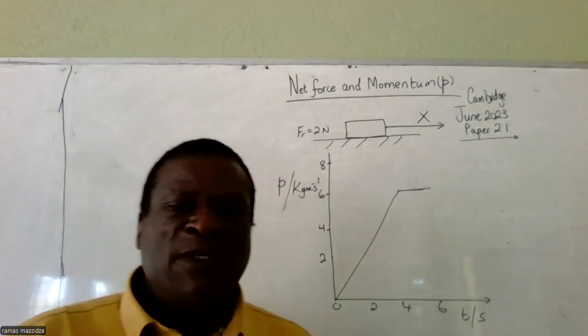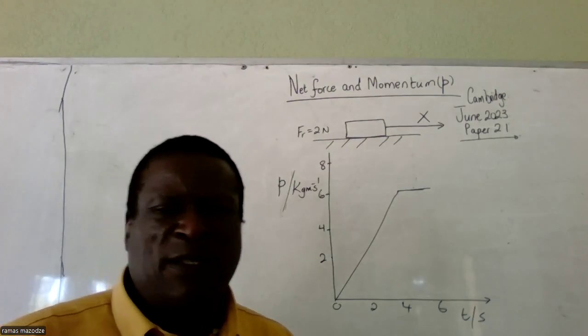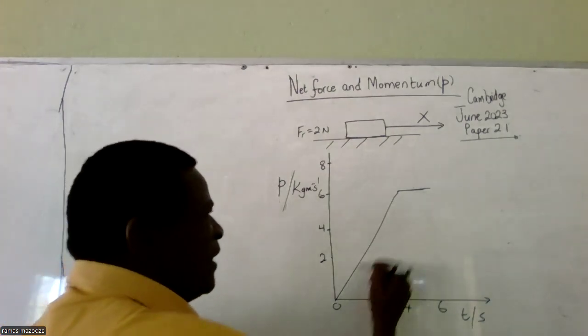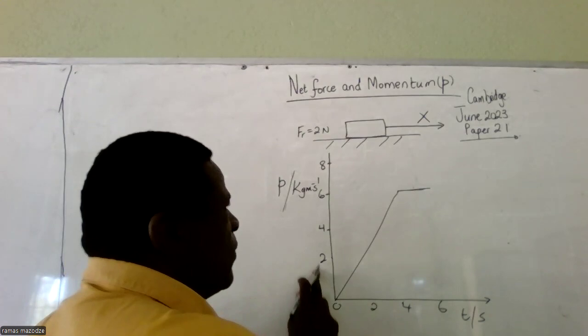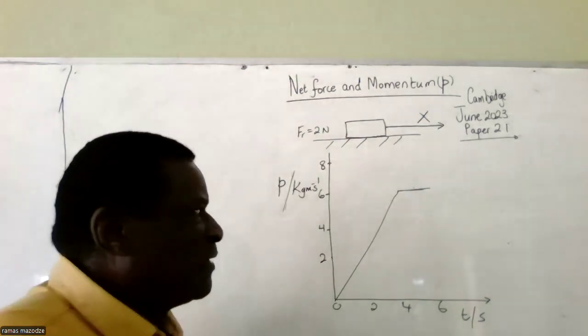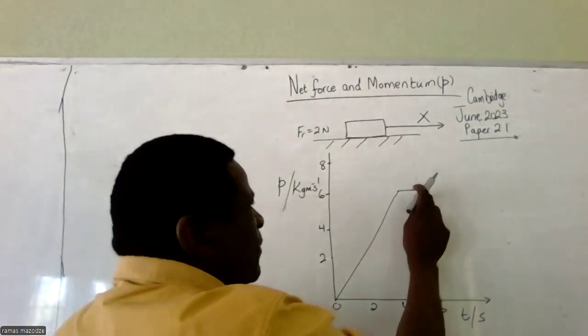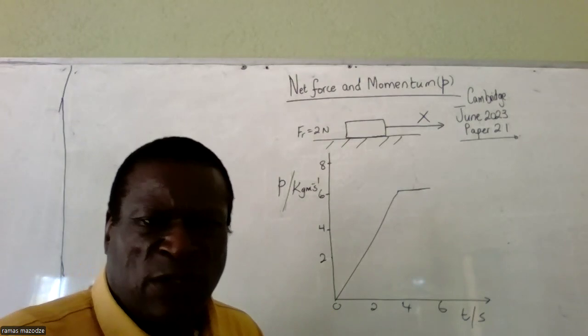Now, students, once again, we want to be able to understand what these graphs mean. That is the key. So if you see a straight line, it means the momentum is increasing at a constant rate, and then the momentum is not changing.